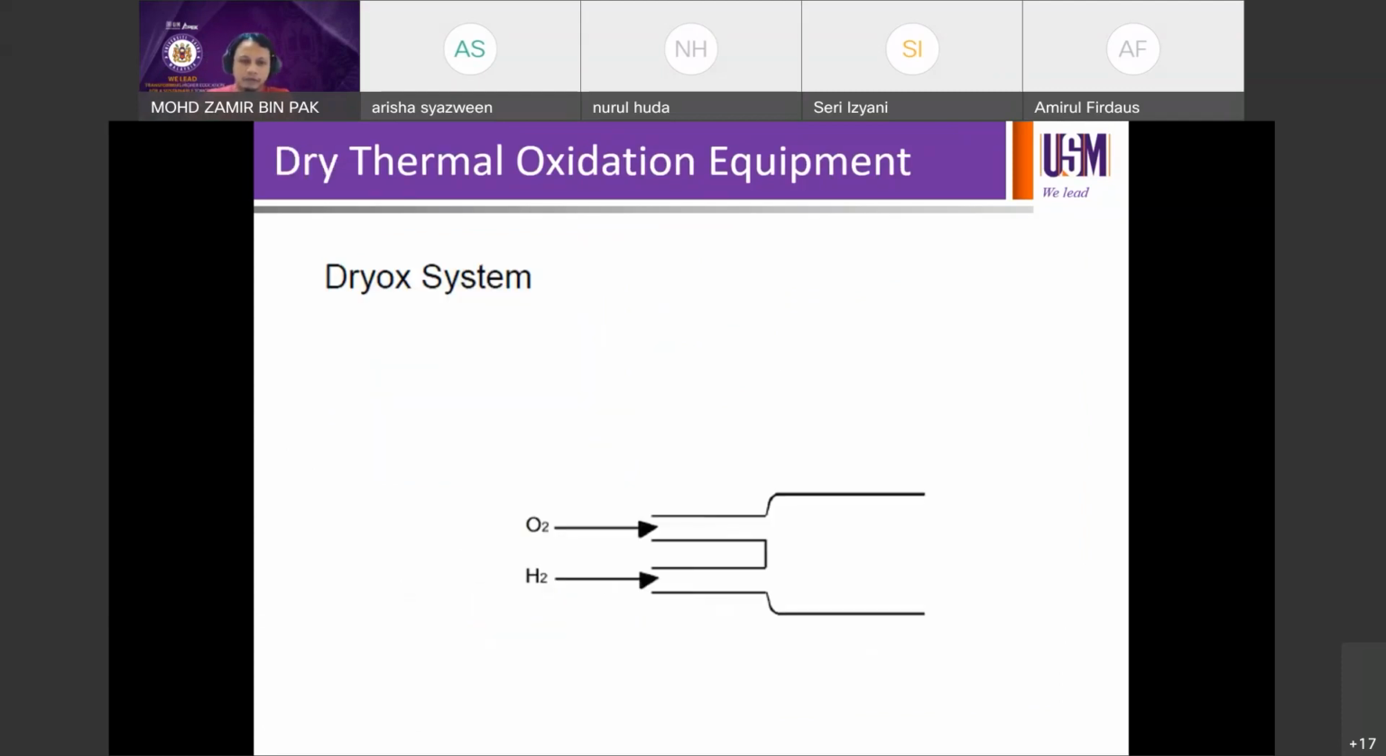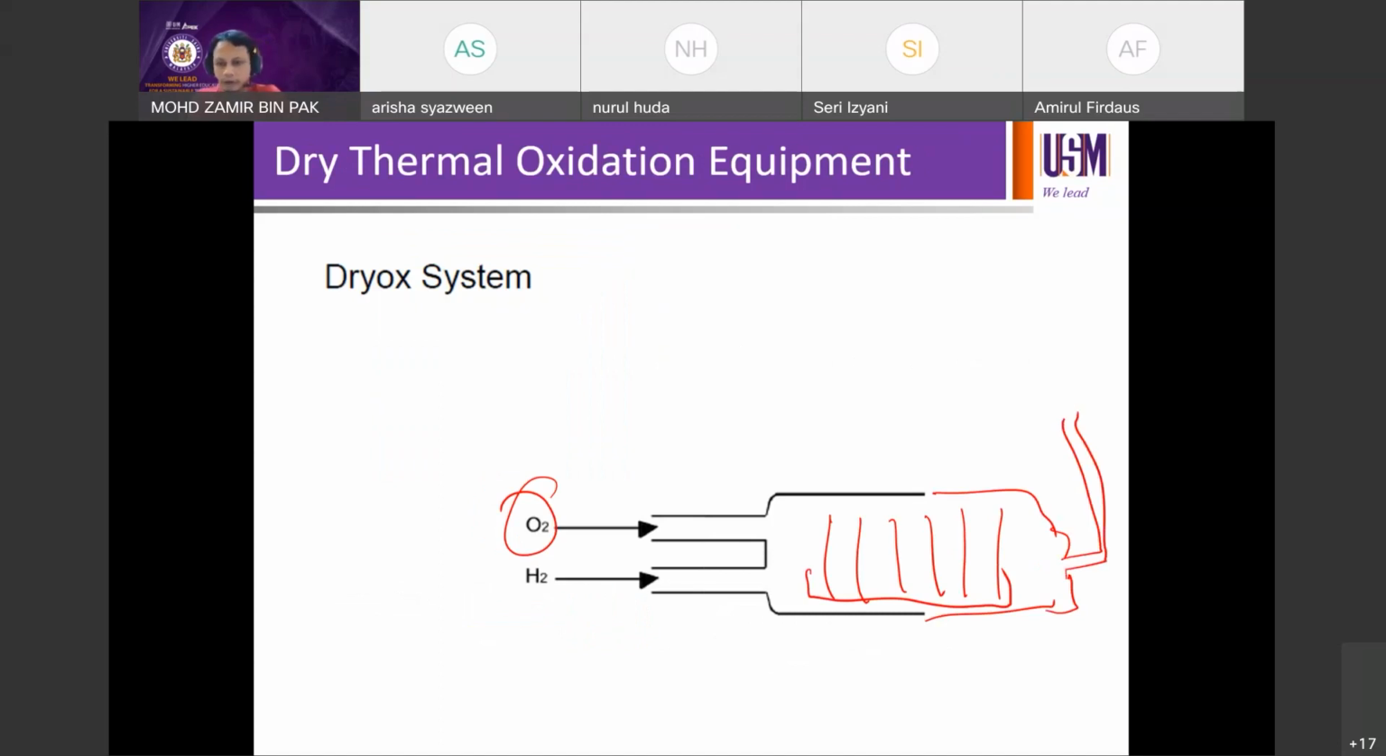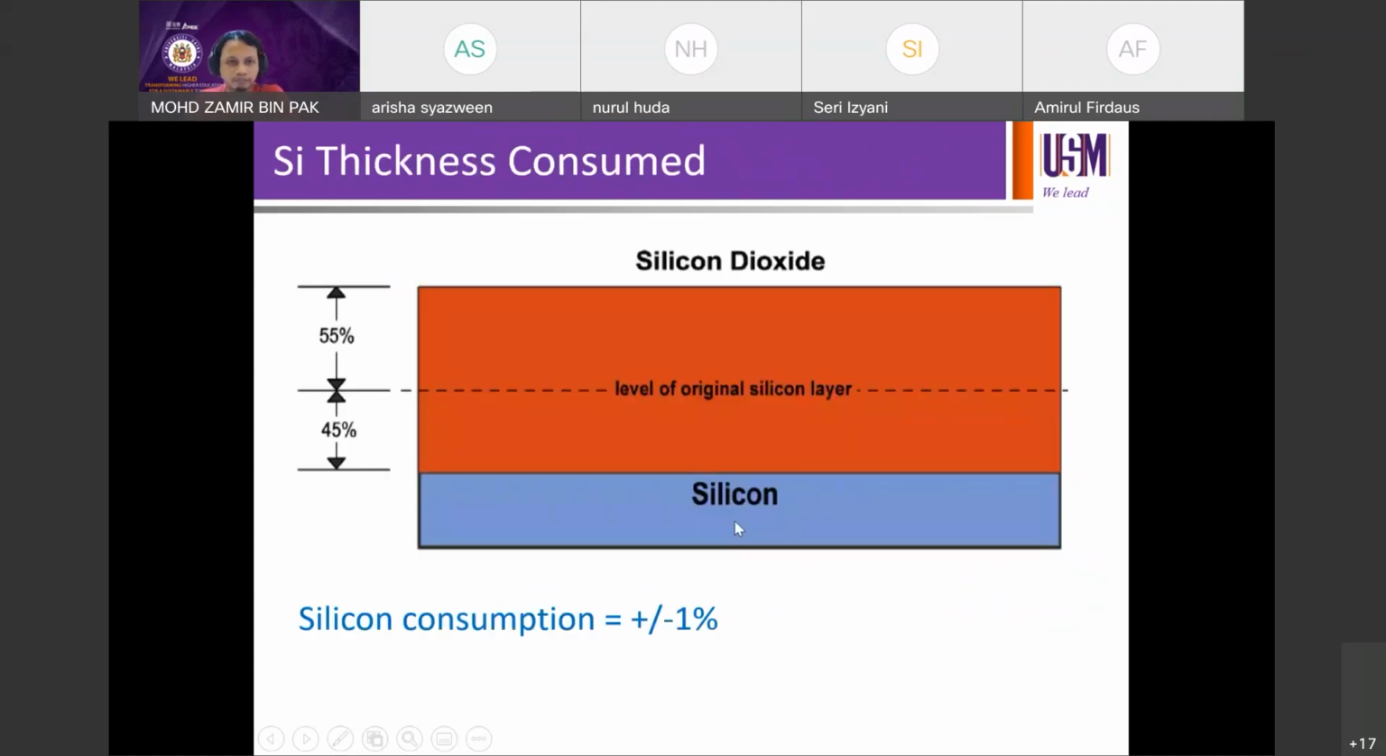On the other hand, if you run dry ox, then you're going to have oxygen gas coming in, and the wafers are vertically arranged in the quartz boat. Then you're going to have an exhaust line at the end for the byproduct of the process. There you have your dry ox process.